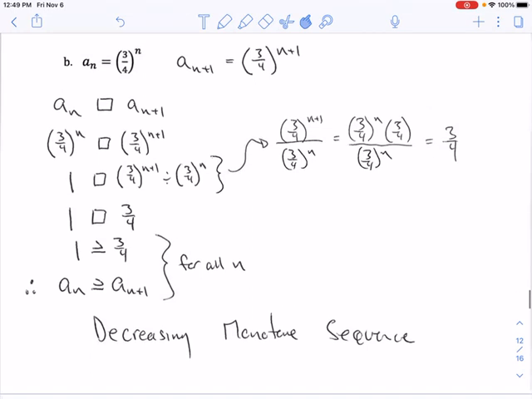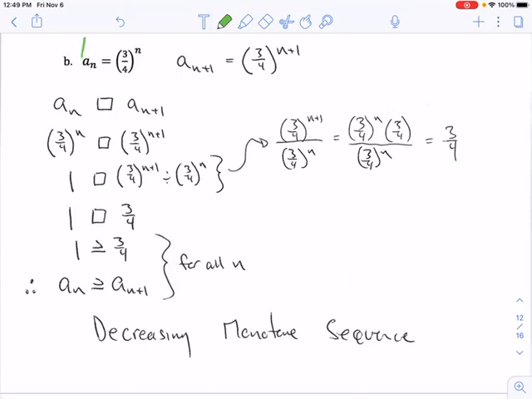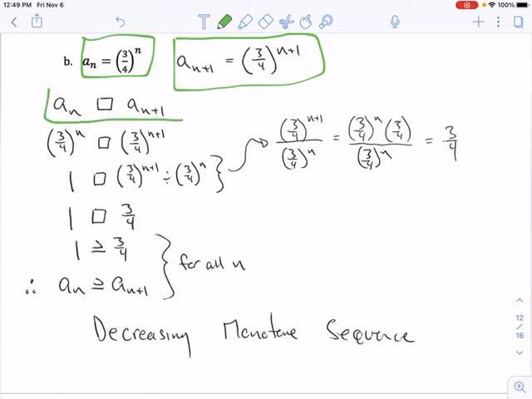Let's try that again. So here we have another sequence. We're given a sub n. So let's create an a sub n plus 1 by simply adding 1 to the n value. And what we want to do is see, is a sub n less than or equal to or greater than or equal to a sub n plus 1? Which one of those inequalities do we want to use? To do that, again, we have to use a little fancy algebra. I put my a sub n on the left-hand side, my a sub n plus 1 on the right-hand side.